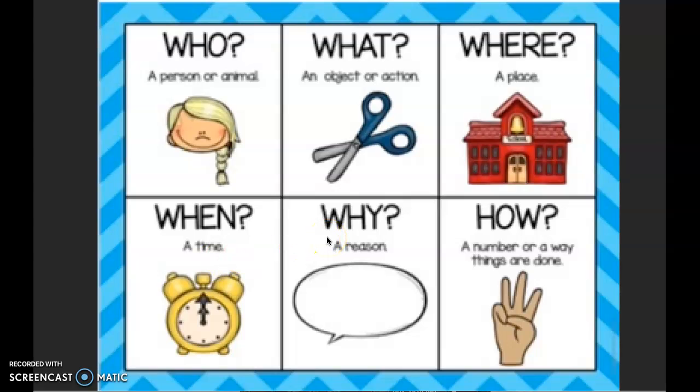The last of the 5 W's is the why, which is a reason. The why of the 5 W's could be used to describe the conflict in the story. Next, we have the how, which is the H in the 5 W's and an H. And the how is a number or a way that things are done. The how could be used to describe the conflict or the resolution from the major elements of the story, and could even serve to answer a question about the plot.